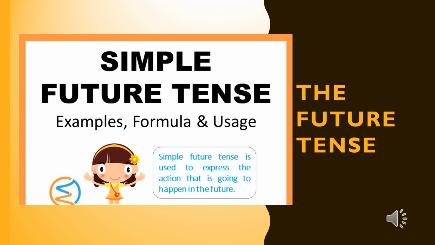The simple future tense is used to express the action that is going to happen in the future. This means that these actions have not yet happened and are not currently happening. They are still coming, they are still going to happen, they are in the future, thus forward thinking.